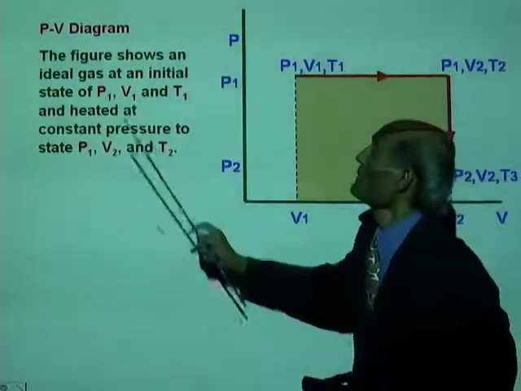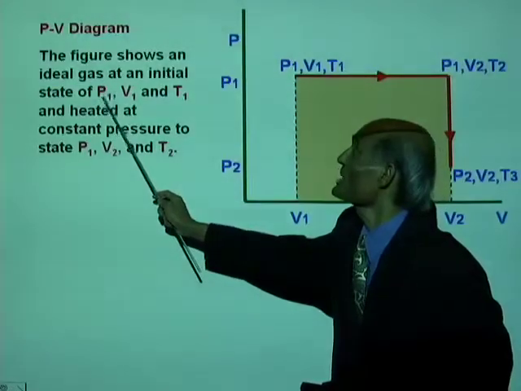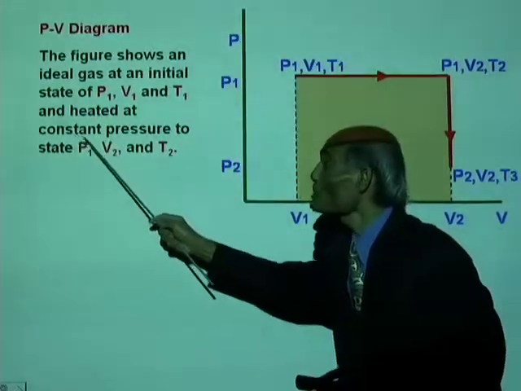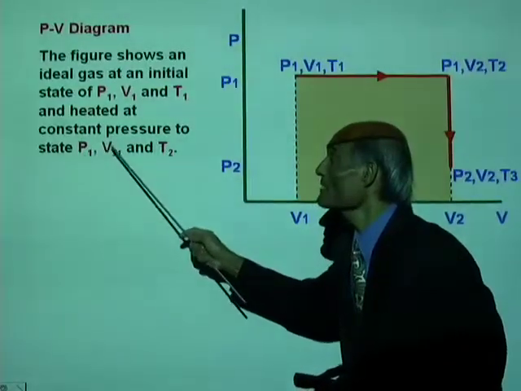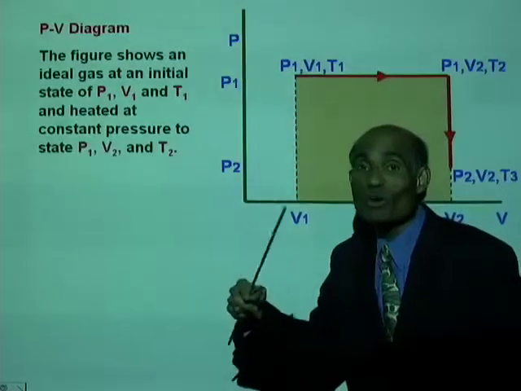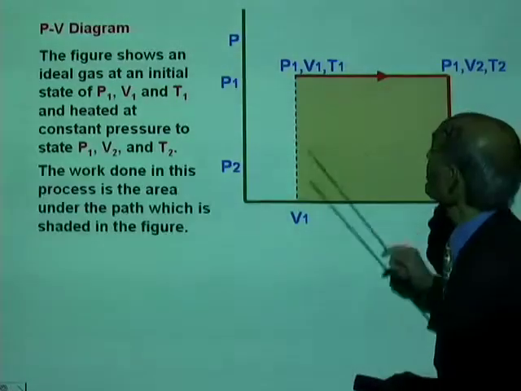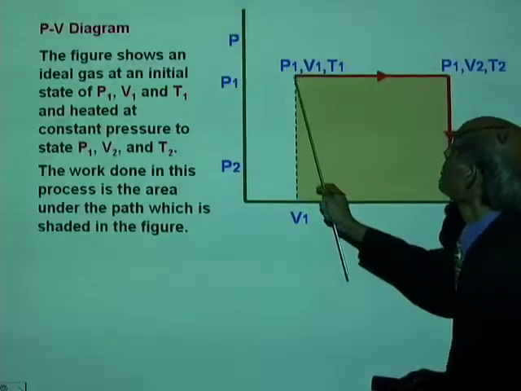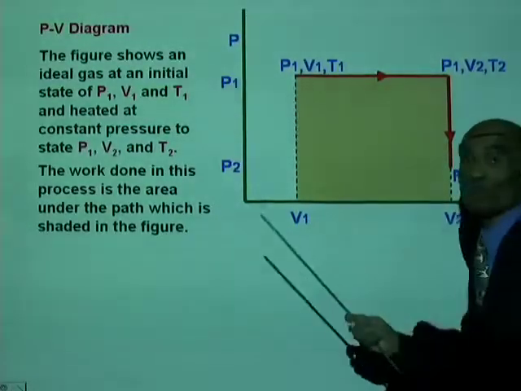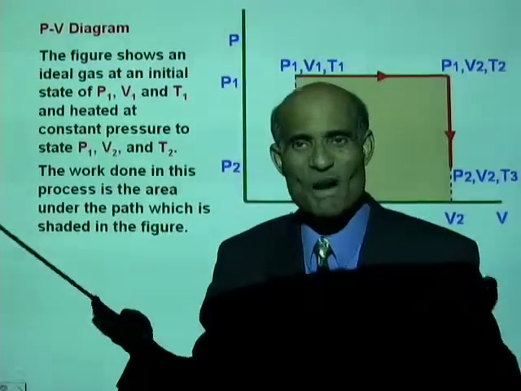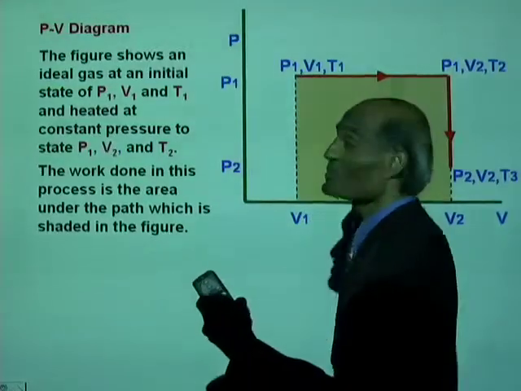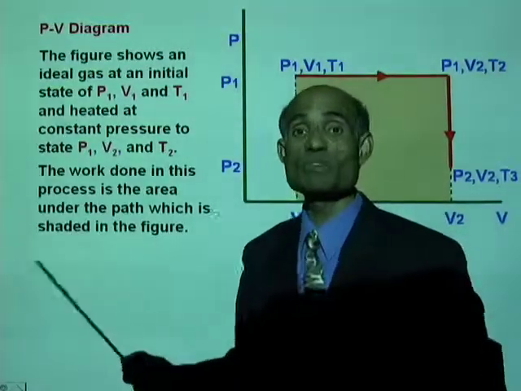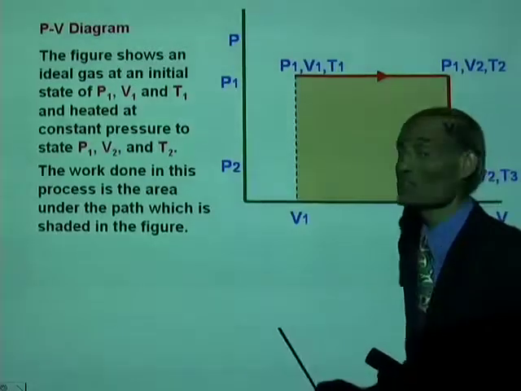Alright? So the figure shows an ideal gas at an initial state P1, V1, T1 and heated at constant pressure to a state P1, V2, T2. What is the work done during that process? The work done during this process is the area of the shaded region, which will be this pressure multiplied by the change in volume. This stage is an isobaric process. The work done is pressure multiplied by the change in volume, PdV, which is the area of the shaded region.